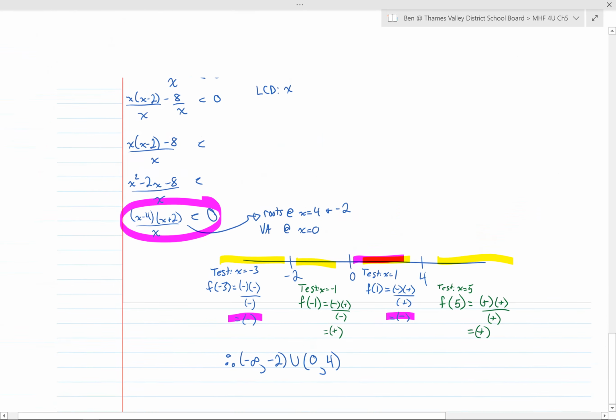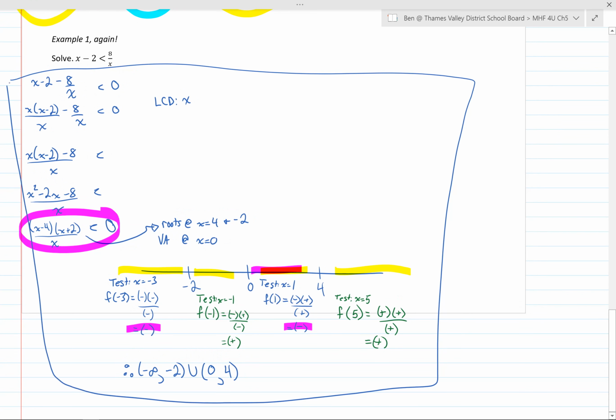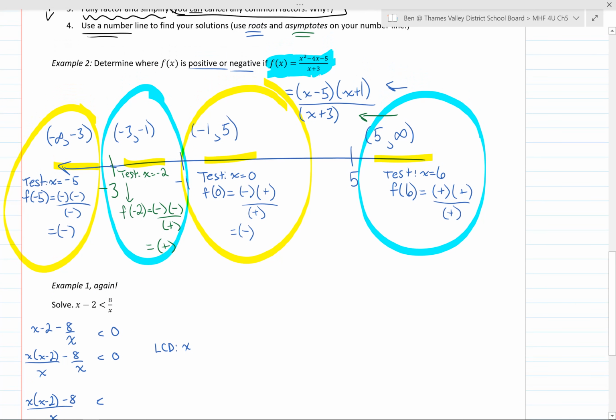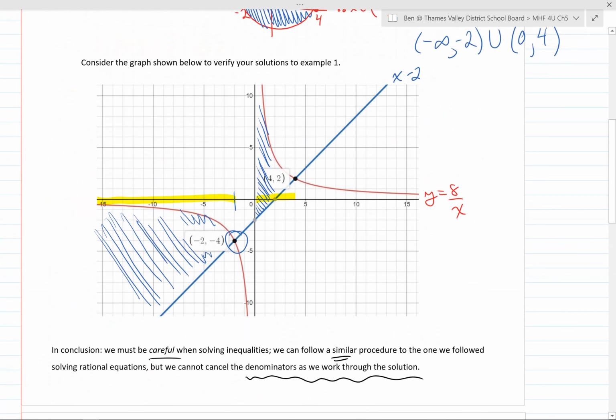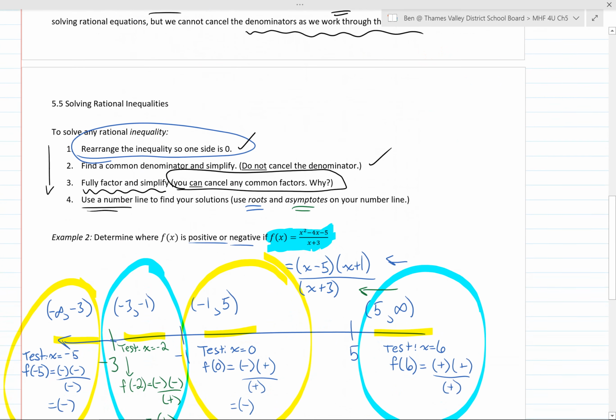And you can see, so we solved this algebraically. We did not use any new skills here in this course. We just put some skills together from different sections. And we can see that we came to the same conclusion that we found graphically up above. Right? Graphically speaking here, we said, okay, well, my blue function was less than my red function between negative infinity and negative 2 and between 0 and 4.